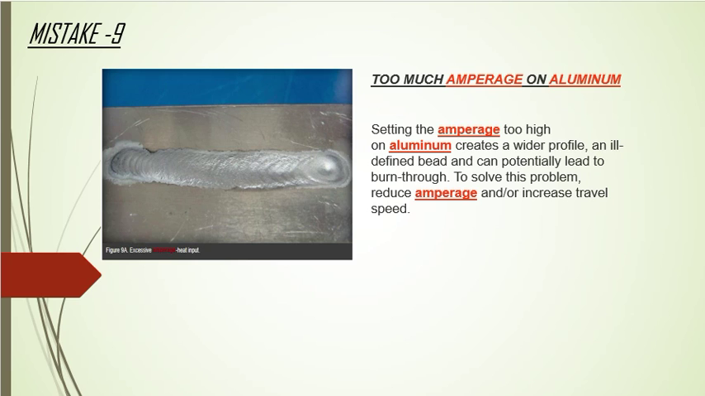Now mistake 9 is too much amperage on aluminum. If the current is too much, what will happen? Setting the amperage too high on aluminum creates a wider profile. The weld bead will be wider and ill-defined, and can potentially lead to burn through. You can see this type of wide bead happens and it can burn through. To solve this problem, reduce the amperage and increase the travel speed.